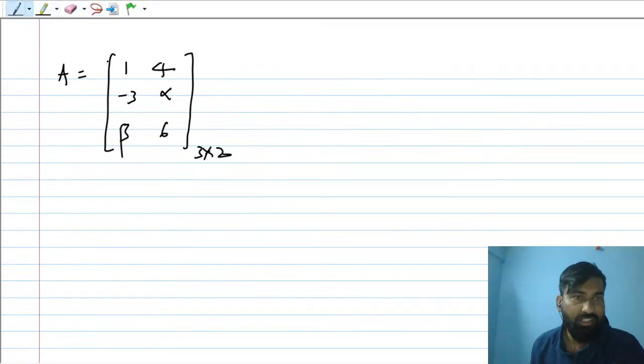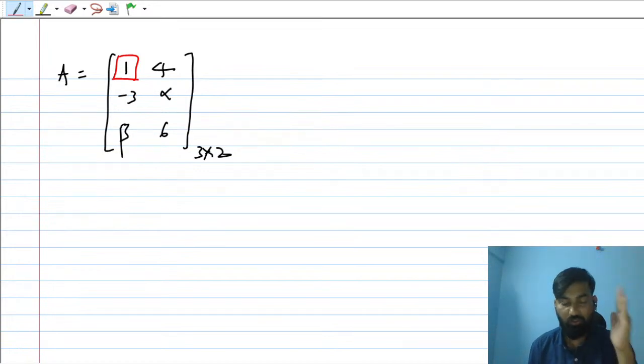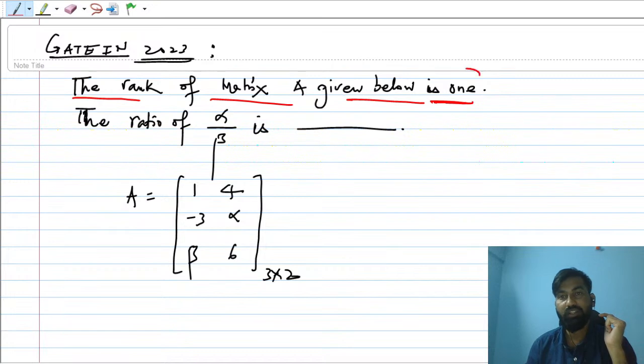Now you can take this guy as the pivot. 1 is here as a pivot. I want only one pivot, one pivot in one column, because one pivot means the rank of the matrix is 1. In the question itself they have mentioned the hint: the rank of the matrix A given below is 1.